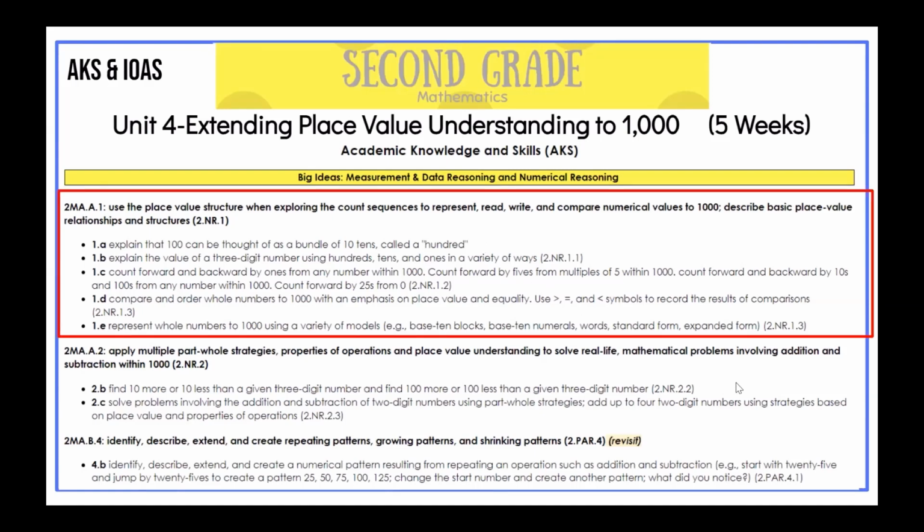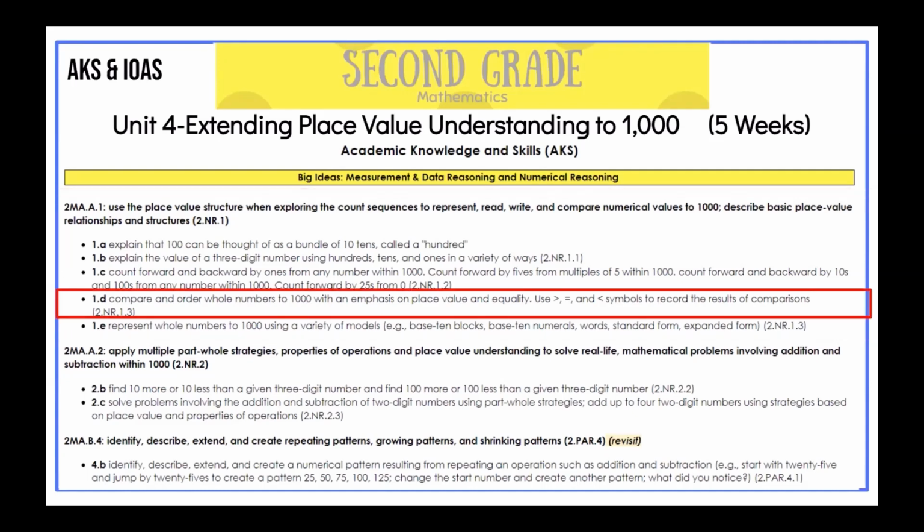In Unit 1, students built their knowledge of patterns in the place value system. Students used place value understanding to explain and represent the values of 3-digit numbers in a variety of ways using hundreds, tens, and ones, and to compare numbers to 1000. When continuing with AKS 1, IOAs 1A, 1B, and 1E this quarter, students will continue this work with a greater emphasis on the higher 3-digit numbers.